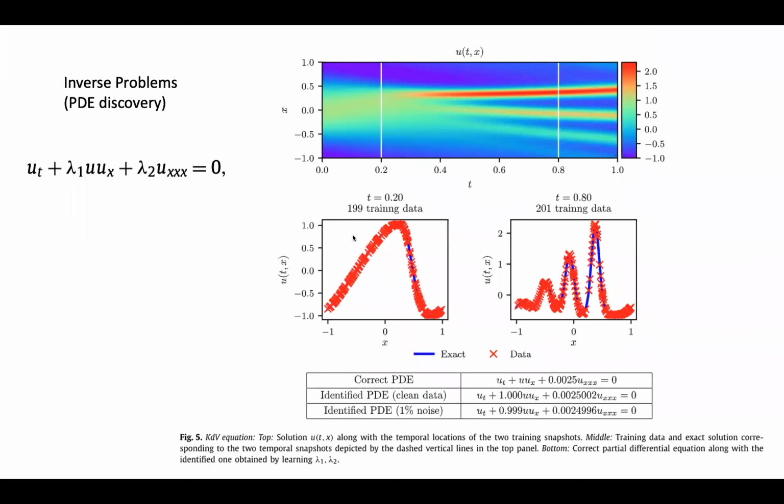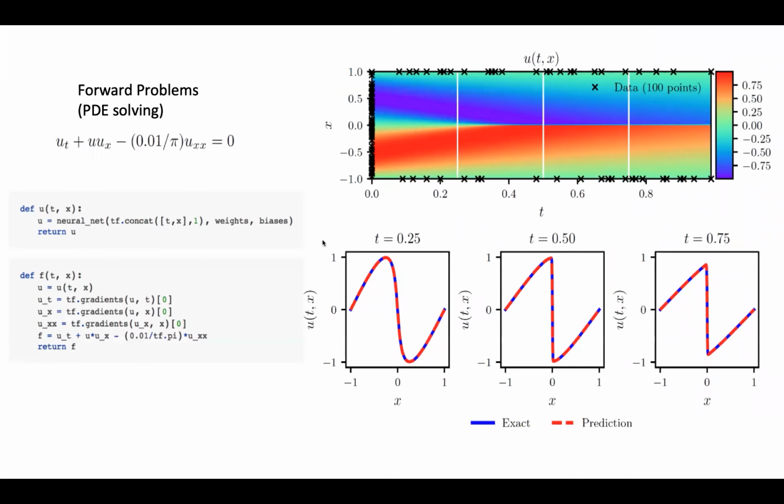Oh, can I ask a quick question here? Yeah. It looks like you only have data points on the boundary of this box. Is the neural network able to learn the solution within the boundary as well? No. It will learn the whole domain, the solution on the whole domain.